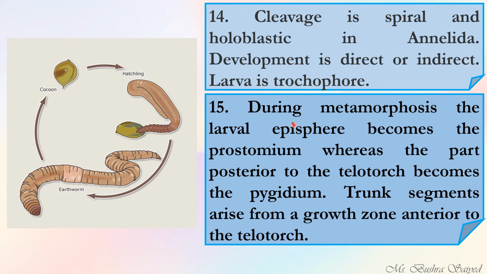So here the episphere becomes the prostomium, that is the outer region becomes the prostomium, meaning the mouth region, whereas the part posterior to the telotroch becomes the tail region, that will turn into pygidium in an adult.